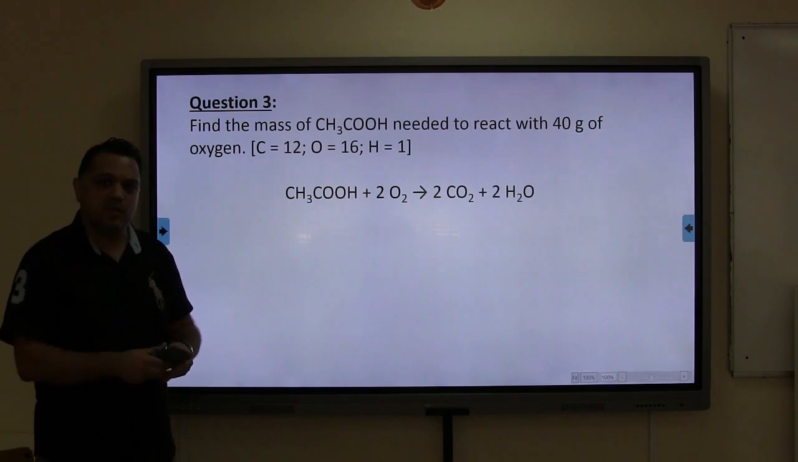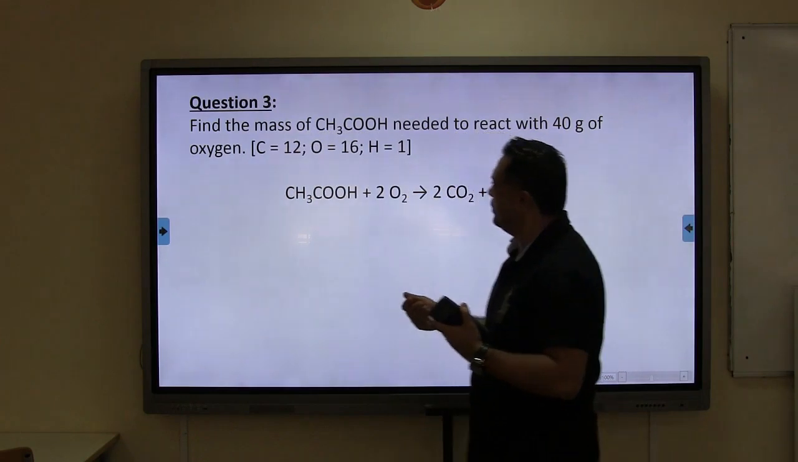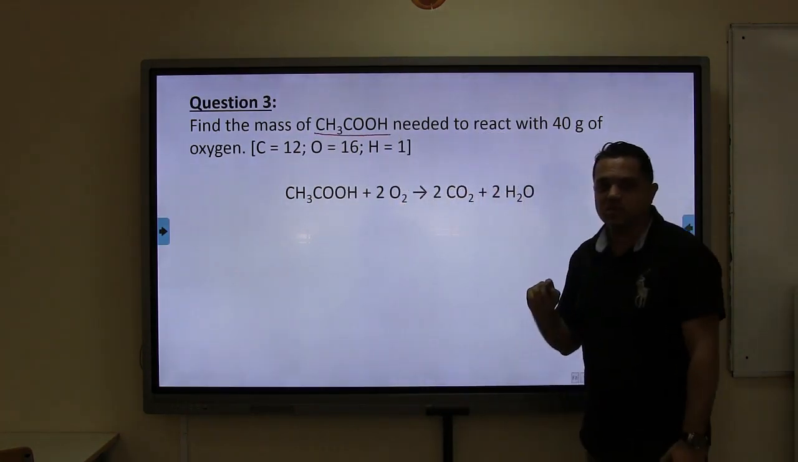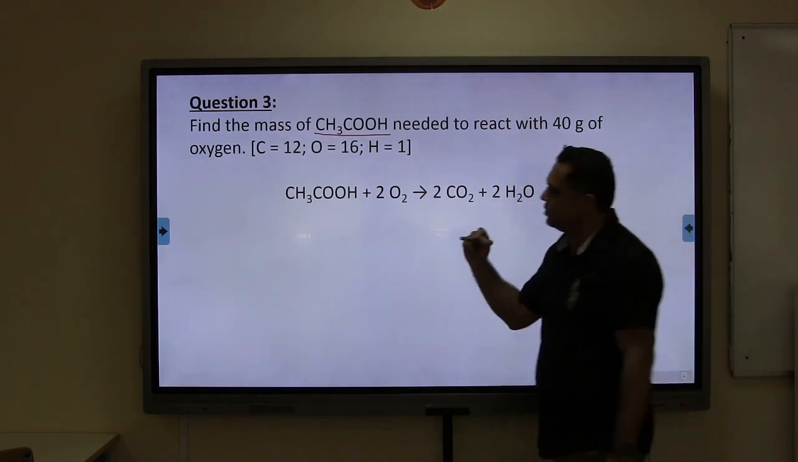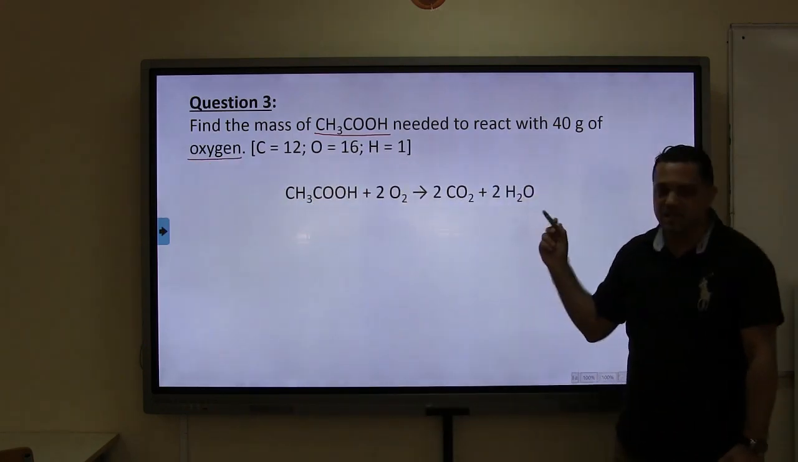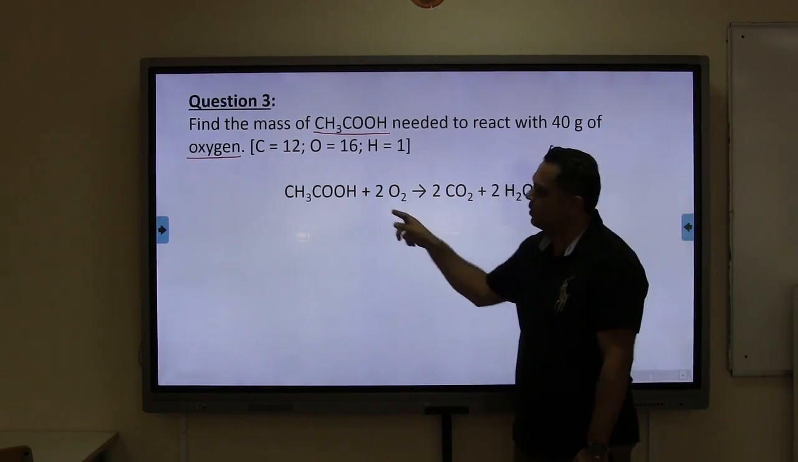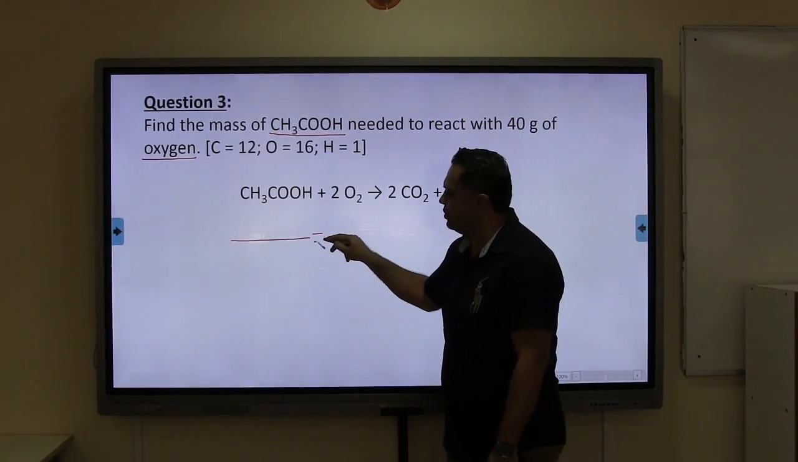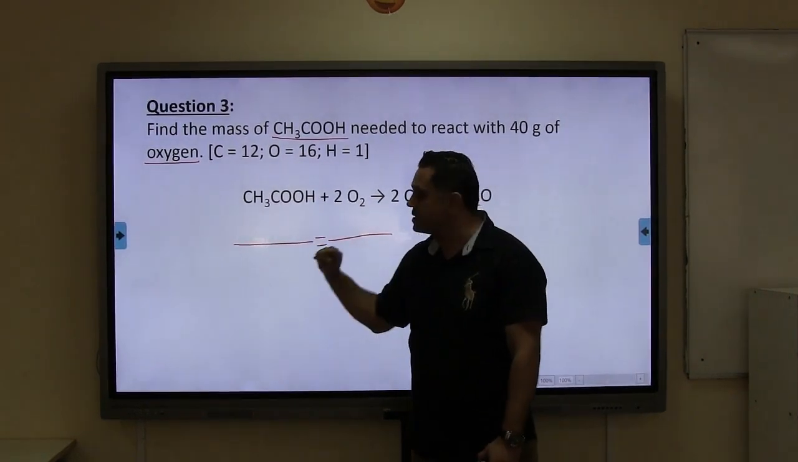So the first step will be find the species that we are dealing with. So find the mass of CH3COH. This will be the first species, needed to react with 40 grams of oxygen. Oxygen will be the other species here. So we have acetic acid, CH3COH, and we have the oxygen. Both of them are present on the right-hand side. So we write ratio equal ratio. Ratio for the oxygen and ratio also for the acetic acid.